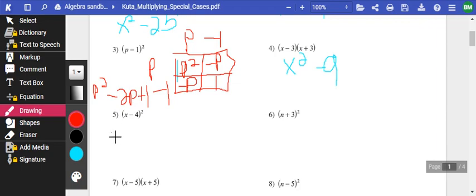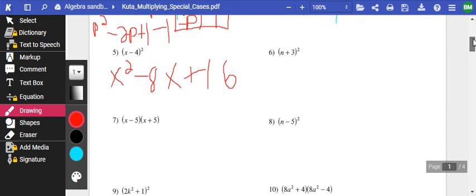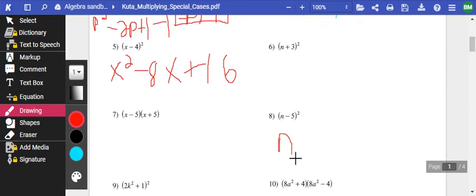So like number 5 could show you right here, you're going to end up with x squared minus, we've got 2p here. So instead of 4x, we're going to have 8x. And negative 4 times negative 4 is positive 16. That's all that's doing for us. Okay. So we'll do one more like that for number 8. We're just going to get n squared. Negative 5 plus negative 5 is negative 10n. And then negative 5 times negative 5 is plus 25.